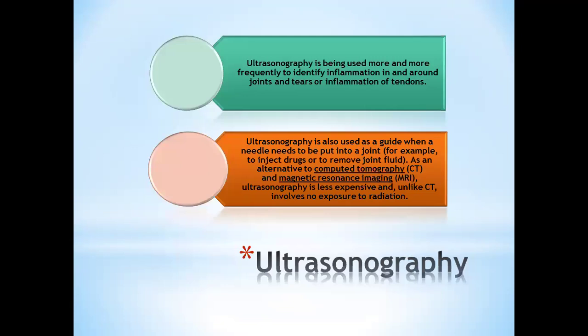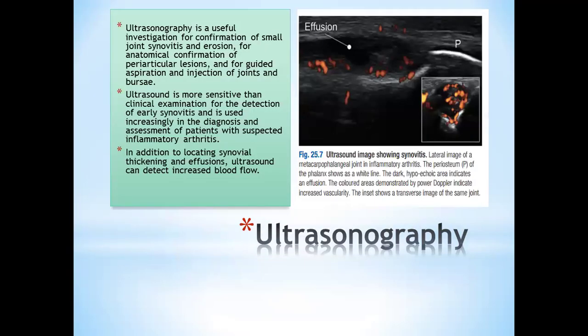The next method, named ultrasonography, is being used more and more frequently to identify the inflammation around joints and tears or inflammation of tendons. It is more sensitive than clinical examination for the detection of early synovitis and is used increasingly in the diagnostic assessment of patients with suspected inflammatory arthritis.